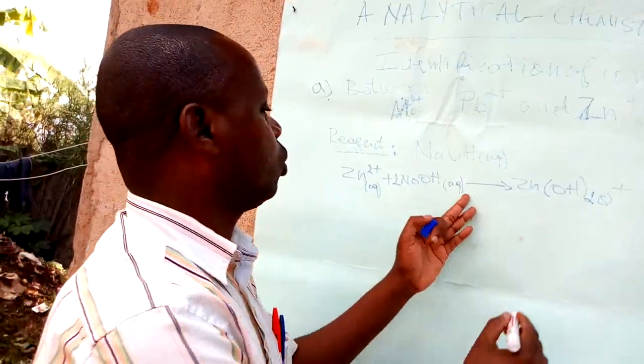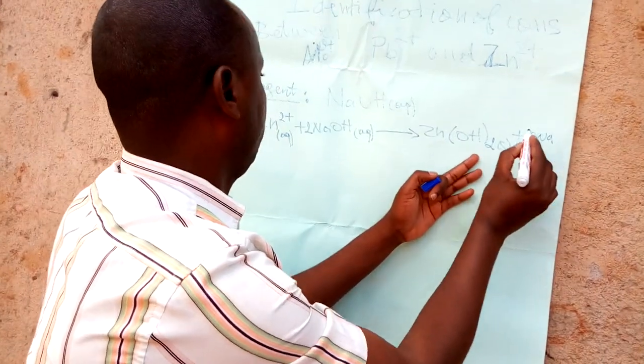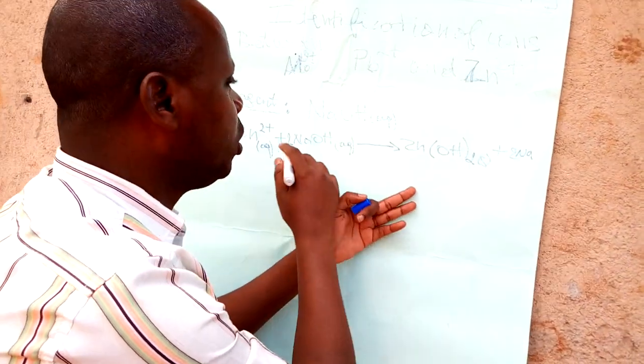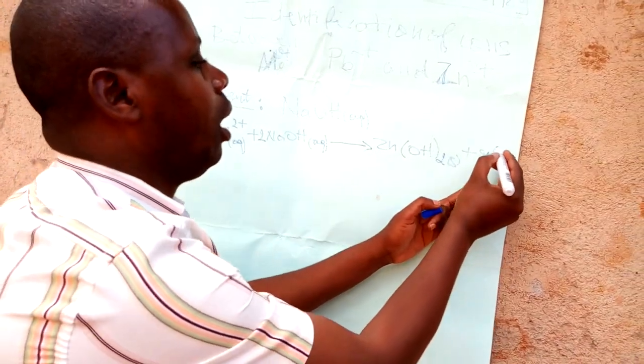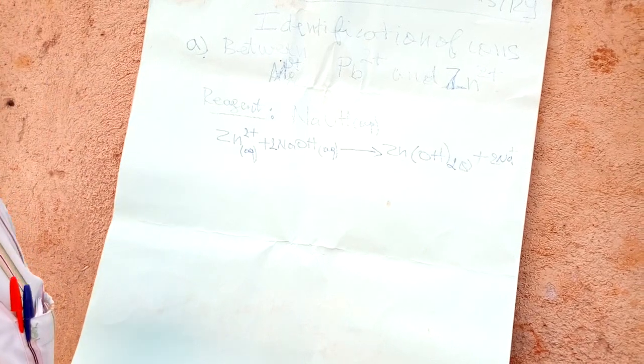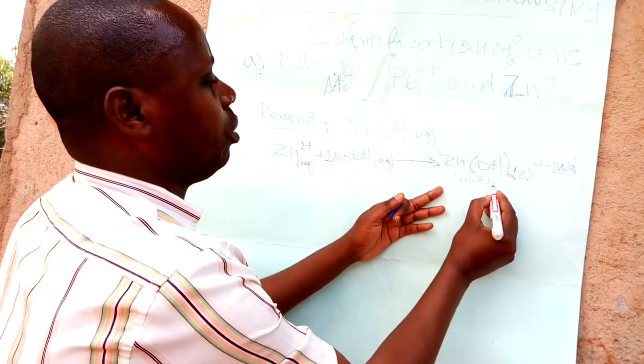including two sodium ions. It means that if I have zinc chloride, for example, I will have two sodium chloride. This is a white precipitate.